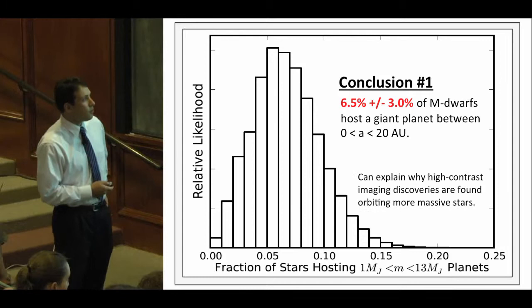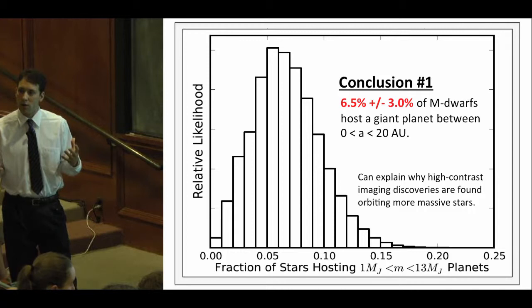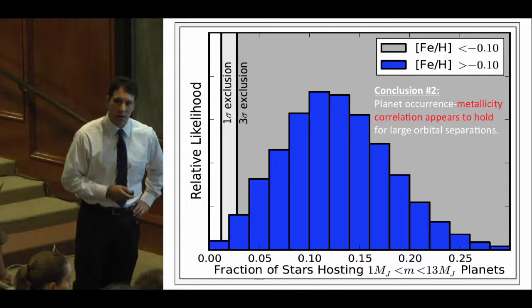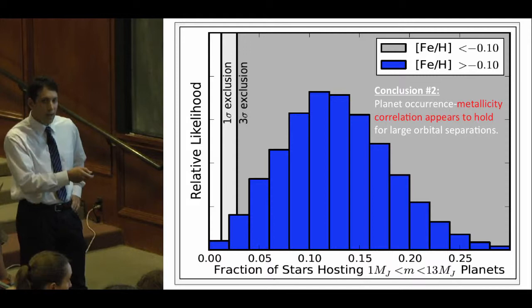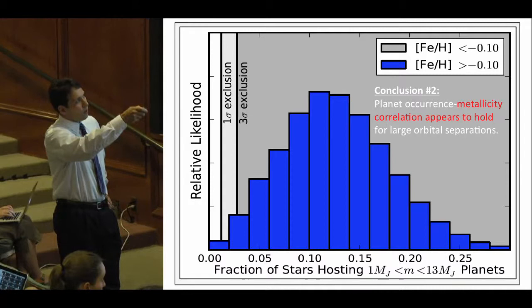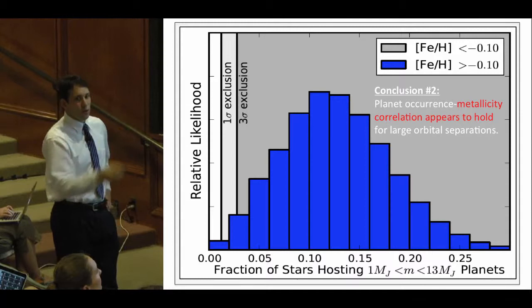And so this could possibly explain why imaging discoveries are found preferably around more massive stars. There's not many detections at all around M stars. Conclusion number two, the occurrence rate metallicity correlation appears to hold at wider separations. All of the detections of planets, although indirect, were around metal-rich stars, which is arbitrarily defined as those greater than minus 0.10. And so we weren't able to make a gray histogram because we have no detections for M stars that have low metallicity, which we can get to about 0.1 dex or so.